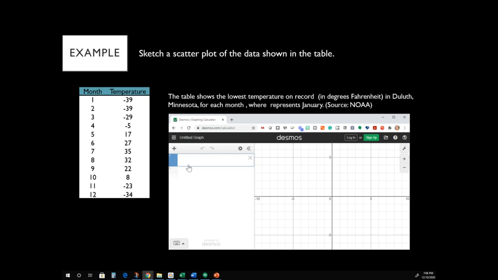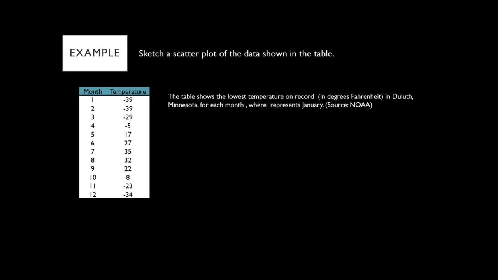Whenever we have time, it is always going to be the input value. So time is always x, because the input, the x value, is usually called the independent variable, and we don't really control time. So you may notice here, if I go back to my slides, I said the table shows the lowest temperature on record, and I specifically didn't leave the variables in there because I wanted to talk about how you know one is X and how you know one is Y.